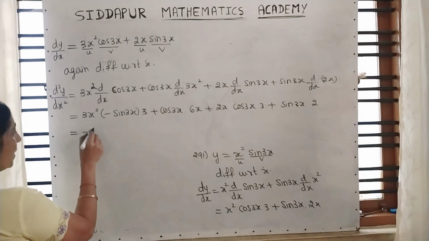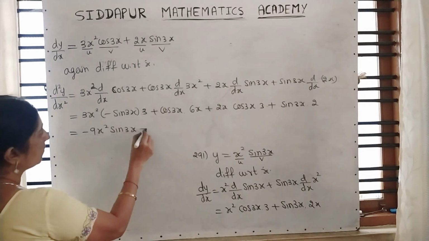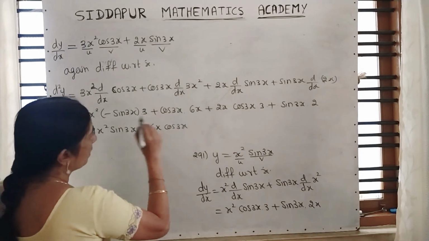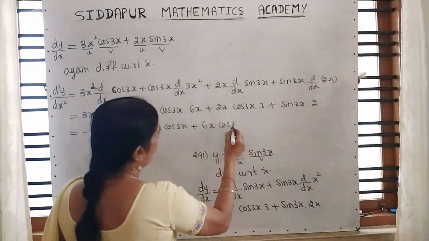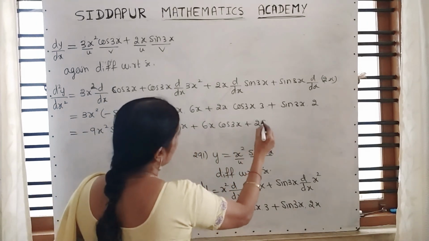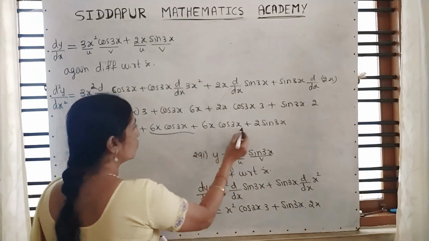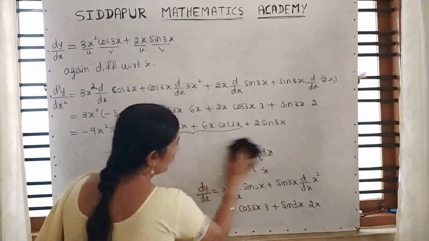So this will be minus 9x square into sin 3x plus 6x into cos 3x plus 6x into cos 3x plus 2 into sin 3x. When you observe these two, see, we can simplify this. We can add the two numbers.